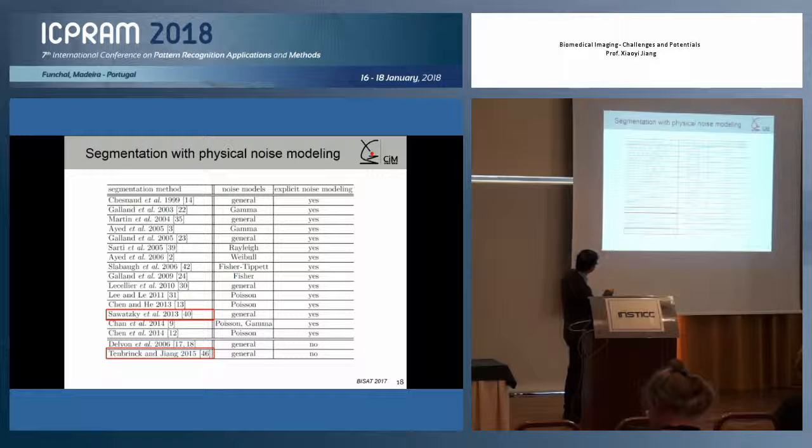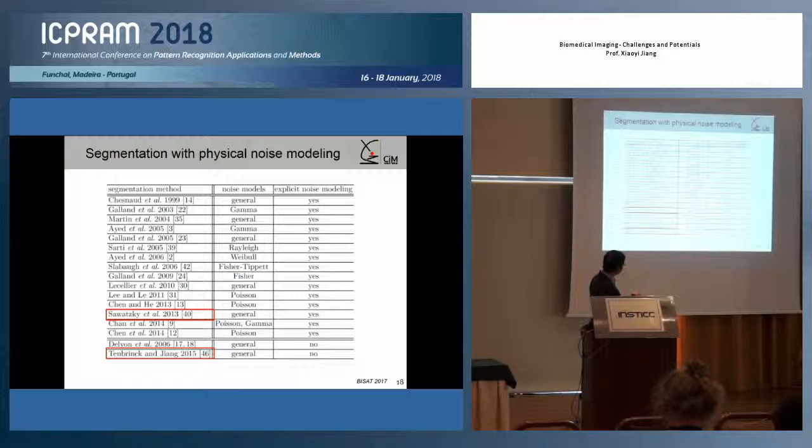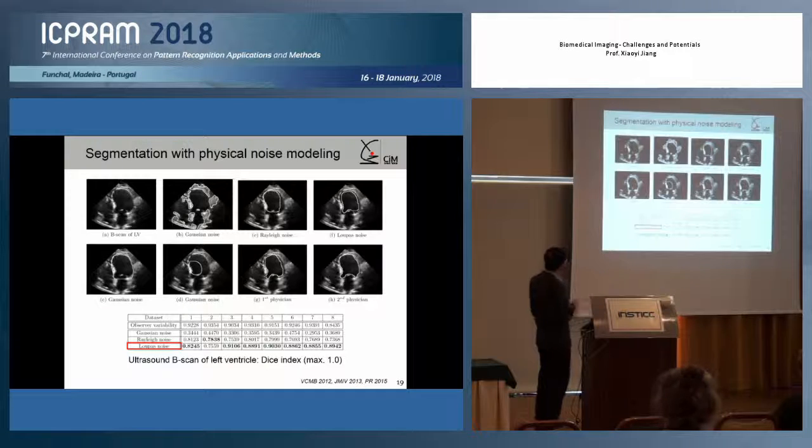And we were working on general models. These are two methods from my lab, and they consider general noise models. In one case, we do need the mathematical definition of the model. In the other case, we even do not need to know the exact model of the noise. And why is this useful? This is just one example here.